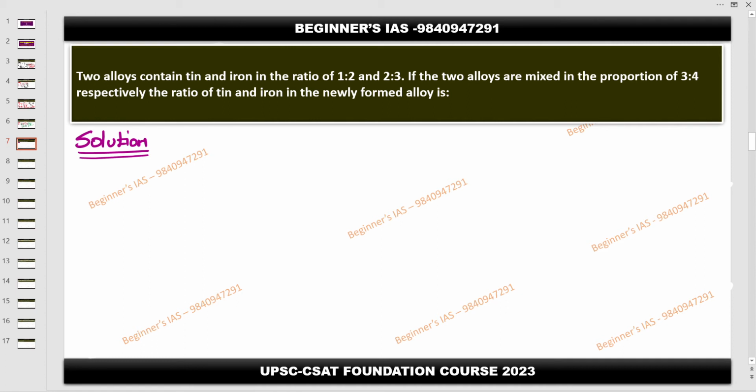So first one, 2 alloys, right? Alloy 1: tin, iron, total quantity. Here 1, here 2, then total is 3. Then 6 is to 11. Rashakar gave 13:22. You are giving 6:11. No, Dinesh, find your error. Somewhere you are making a mistake. Here 2 and 3, so here 5.